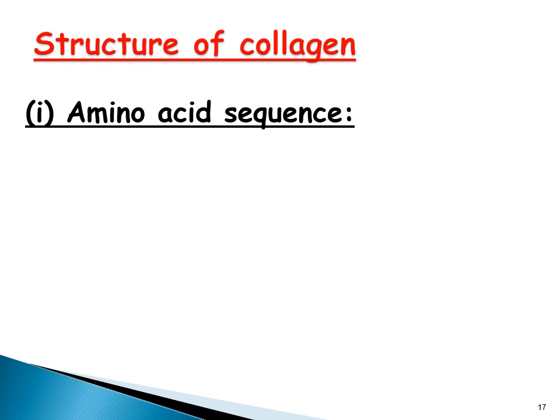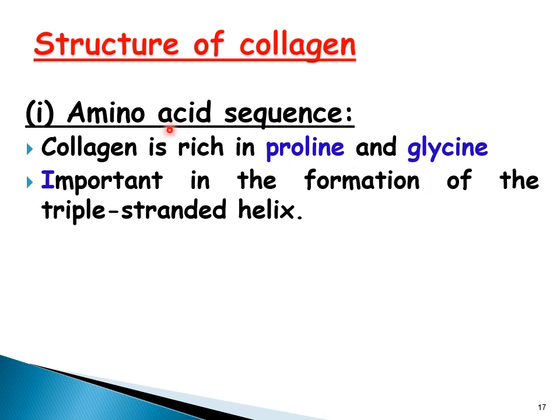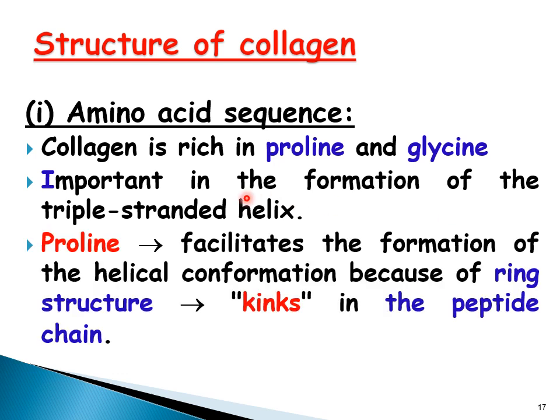Now we see the structure of collagen. First, amino acid sequence. Obviously, collagen is a protein made up of three polypeptide chains. Let's see which amino acids they are made of. Collagen is structurally rich in proline and glycine. This is important in the formation of the triple-stranded helical structure. Proline, as we know, is an amino acid having a ring structure. It facilitates the formation of helical conformation because of its ring structure, and it gives a kink in the peptide chain. So it makes a groove in the peptide.